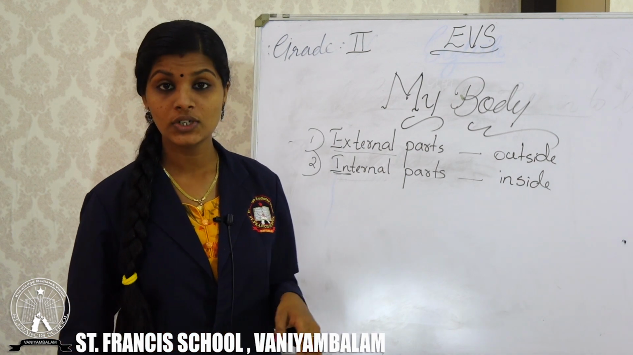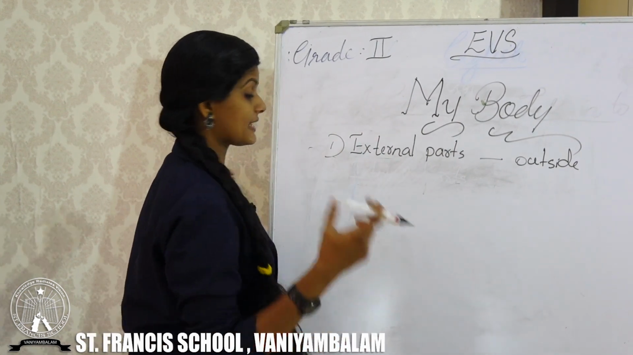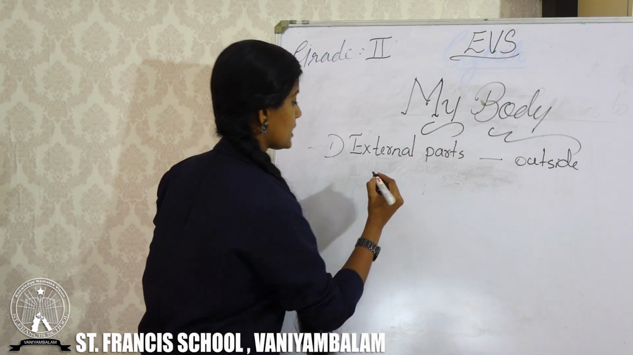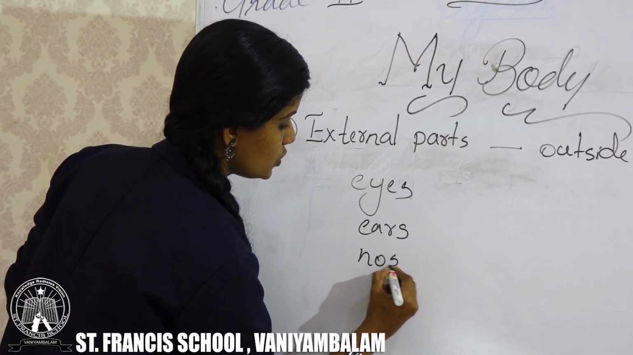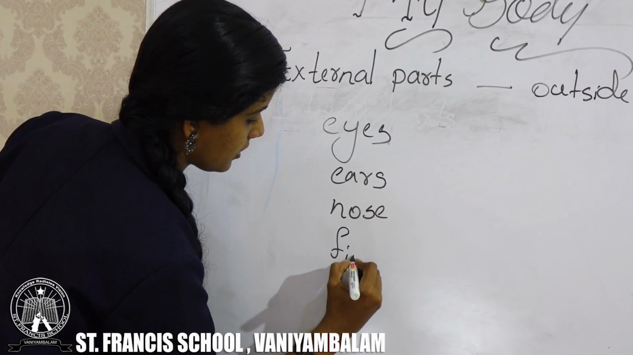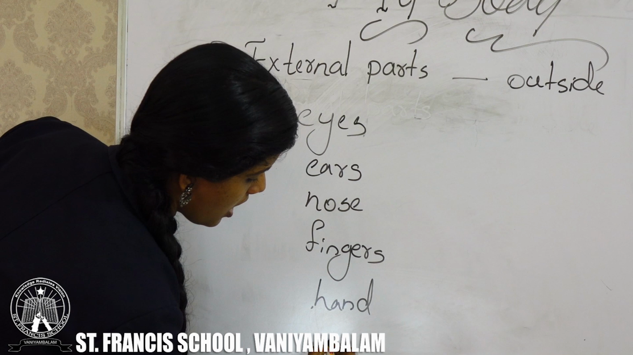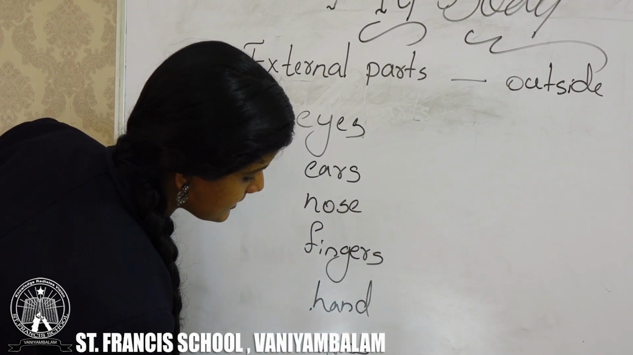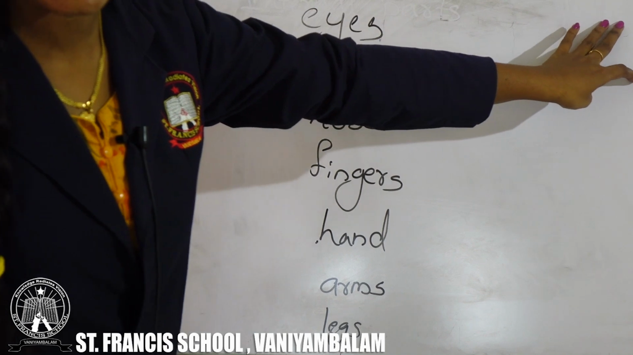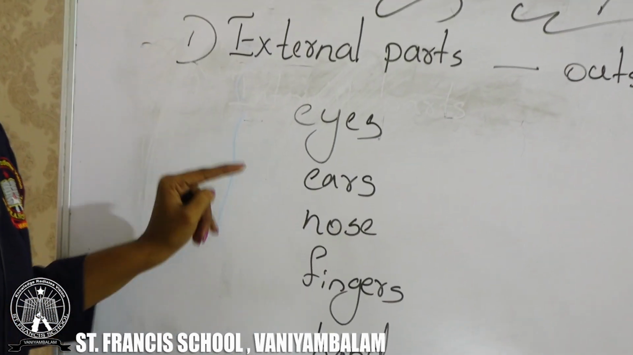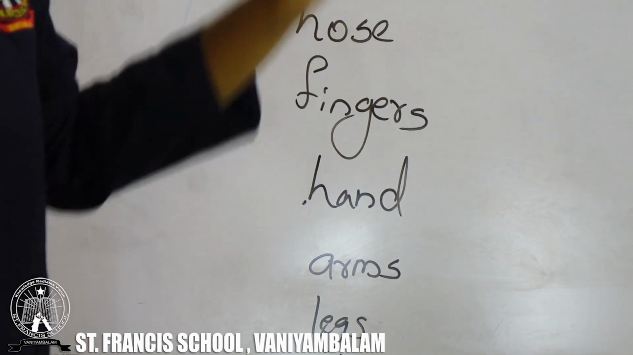Now we are going to discuss external parts. We can see so many examples for external parts. Eyes, ears, nose, fingers, hand, arms, legs. So many examples are there. So just read with me. External parts means it is outside. Examples are eyes, ears, nose, fingers, hand, arms, legs. Okay, so these are external.